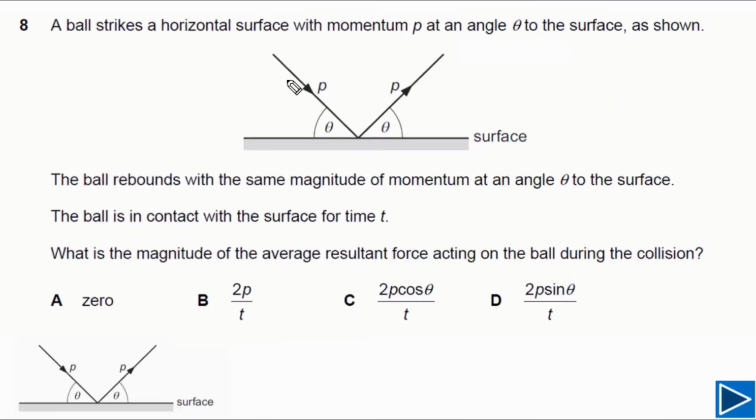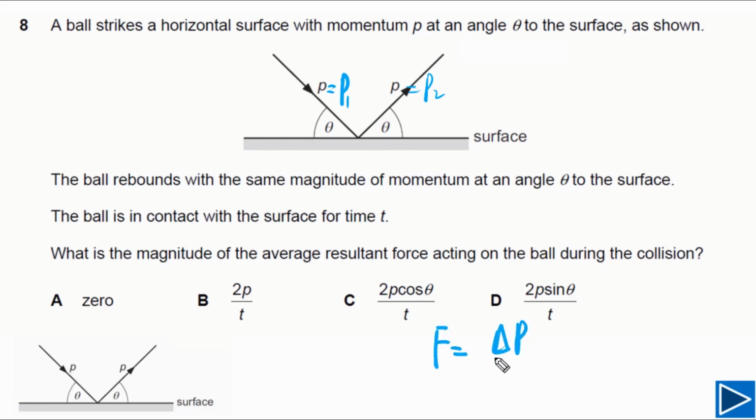Now we will answer this question using a different method. In the last method, we discussed how to answer this type of problem by resolving vectors into components. In this method, we will study how to answer this type of problem by adding vectors. Here we have two vectors. Let's say this vector is P1 and this vector is P2. We need to find the change in momentum because we need to find the average resultant force.